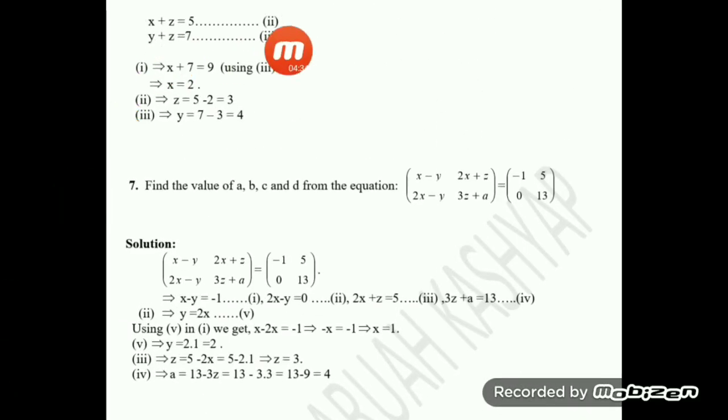Okay. Now you can solve it in any way. You can solve it by whichever process you like. But what have I done? In equation number 1, I have used equation number 3, that is y plus z, and put 7 there.